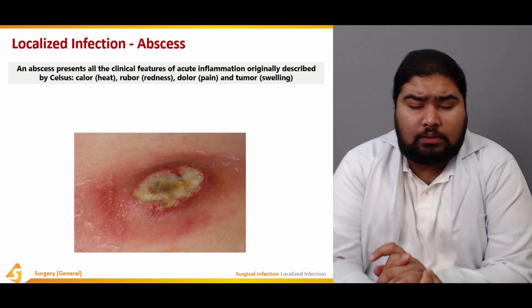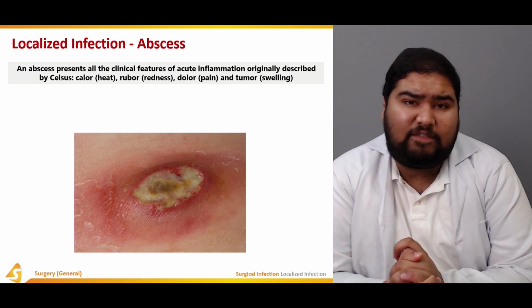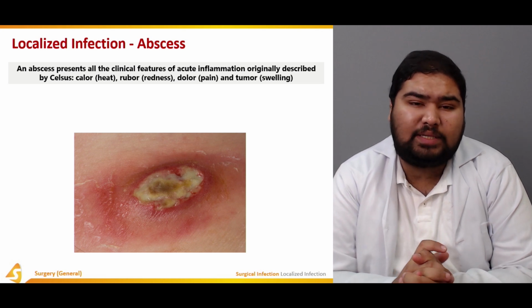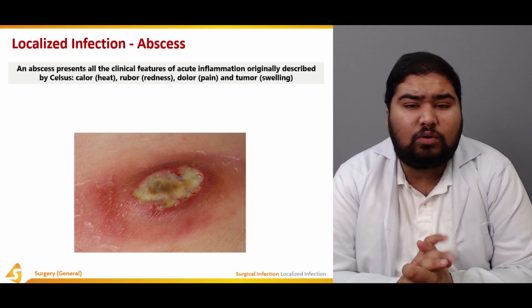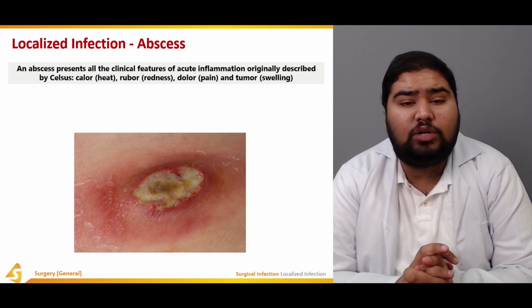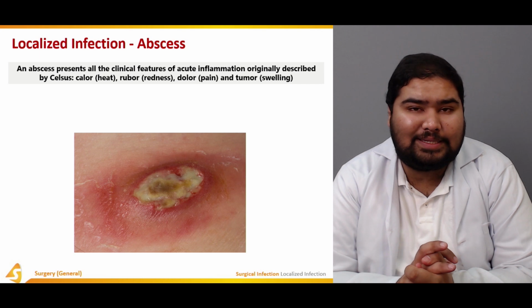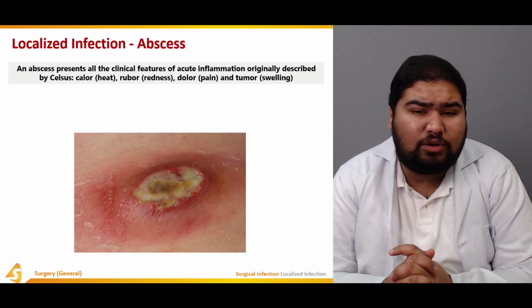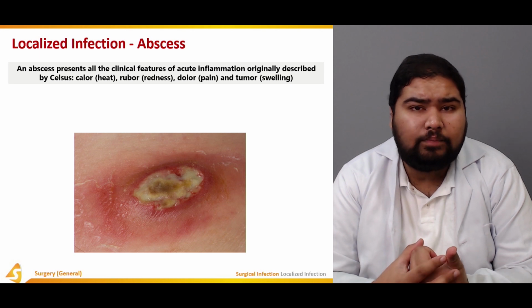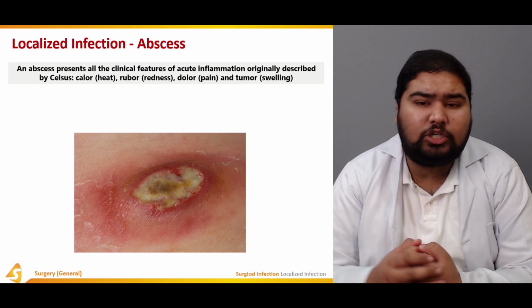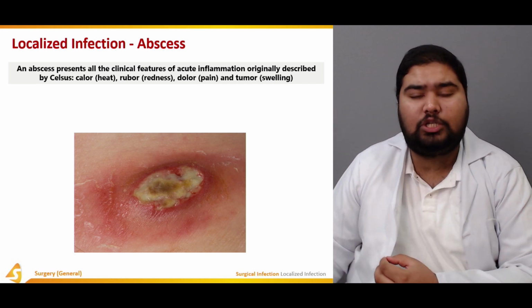So, talking about the localized infection, we have an abscess. First of all, what is an abscess? An abscess presents all the clinical features of inflammation which were originally described by Celsus. So what were these features of acute inflammation? These were the calor, which is heat, the rubor, the redness, the dolor, the pain, and the tumor, swelling.